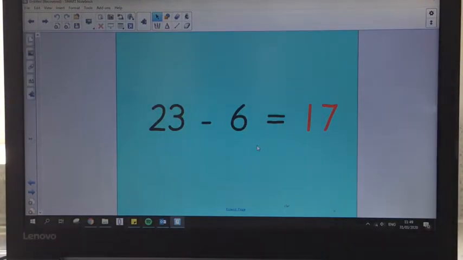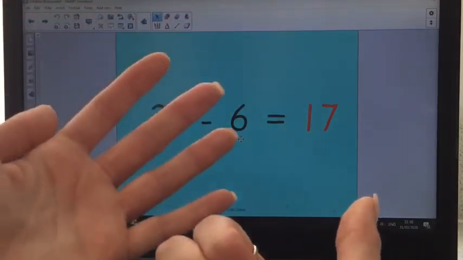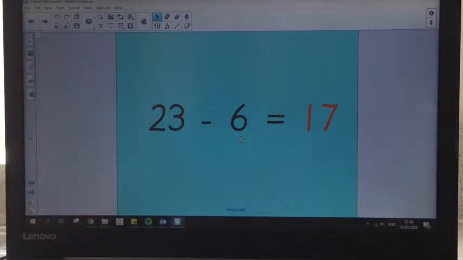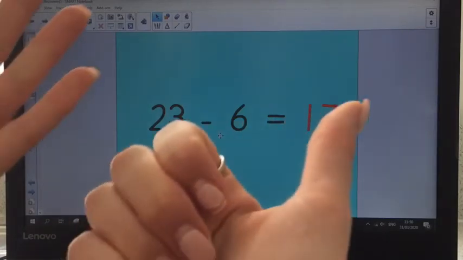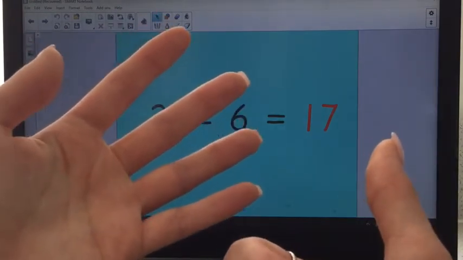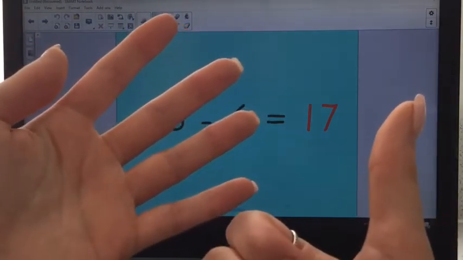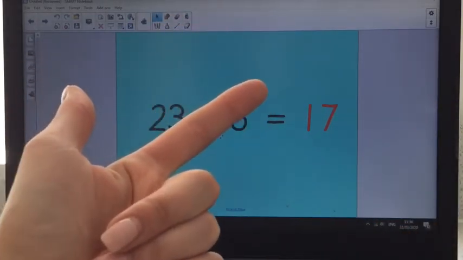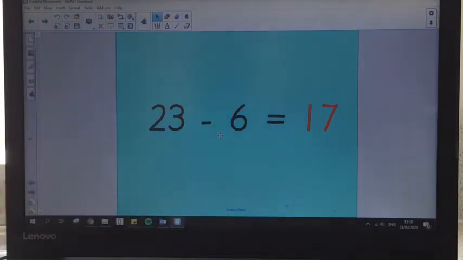Now, same method as before. We put the first number, which is 23, in our head. So put 23 in your head. And the second number, which is 6, on our fingers. So get your 6 fingers ready. And this time we're going to count backwards because we are taking away. Okay, so we're going to count backwards from 23. I'm going to count backwards 6. So get ready to count back from 23. 23, 22, 21, 20, 19, 18, 17. And we get 17. Well done.